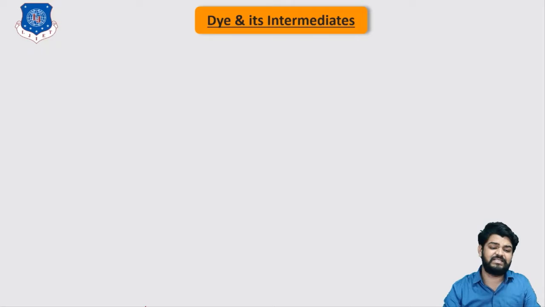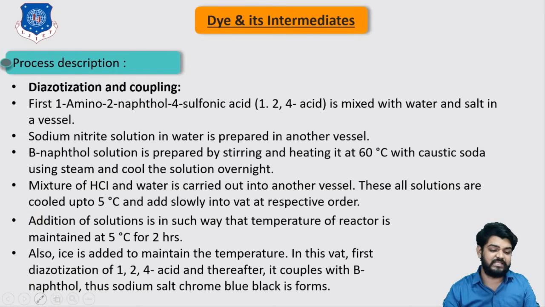Now after discussing that, let's just quickly understand the process description of this particular method. So as you can see here on the screen, the first step is the diazo preparation and the coupling. So in this step we have to prepare our diazo. This diazo is initially prepared from 1-amino 2-naphthol 4-sulfonic acid, that is your 1,2,4 acid, which is being mixed with the water and salt in a vessel.